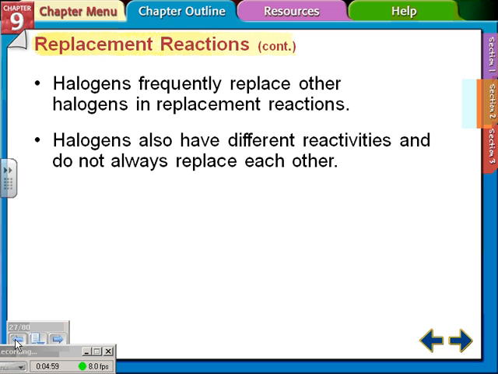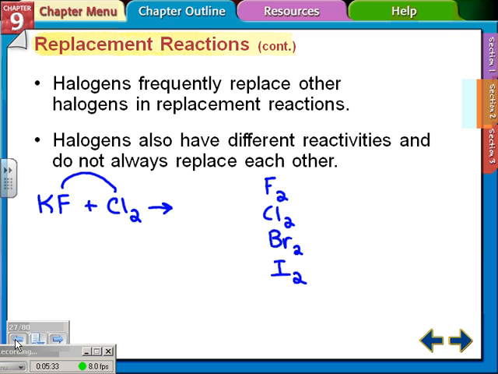So let me give you an example of a single replacement reaction with a halogen. Let's say the halogens are fluorine, chlorine, bromine, and iodine. So these can replace each other as well in a chemical reaction. So let's say I had potassium fluoride plus chlorine. This chlorine can go in here and replace this fluorine, and that's a single replacement reaction as well.